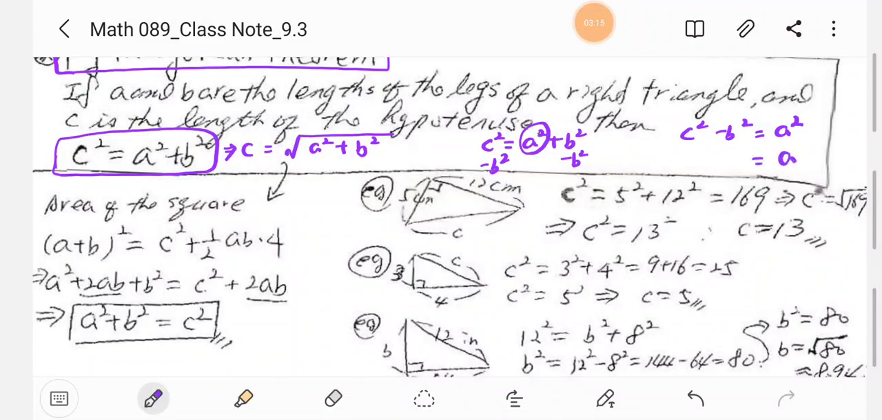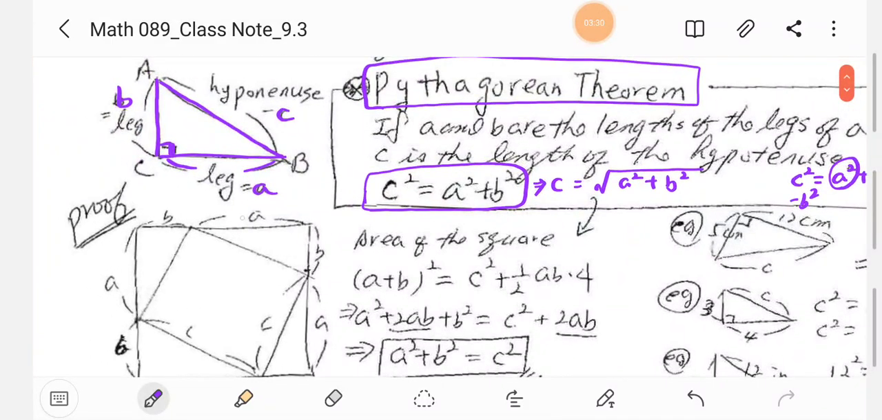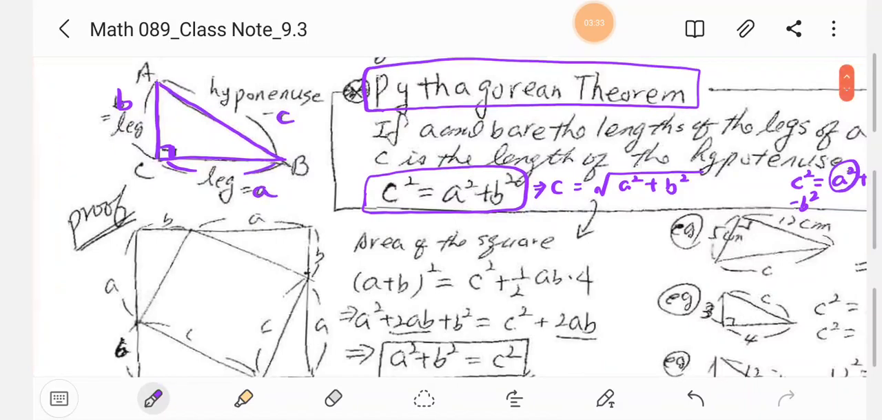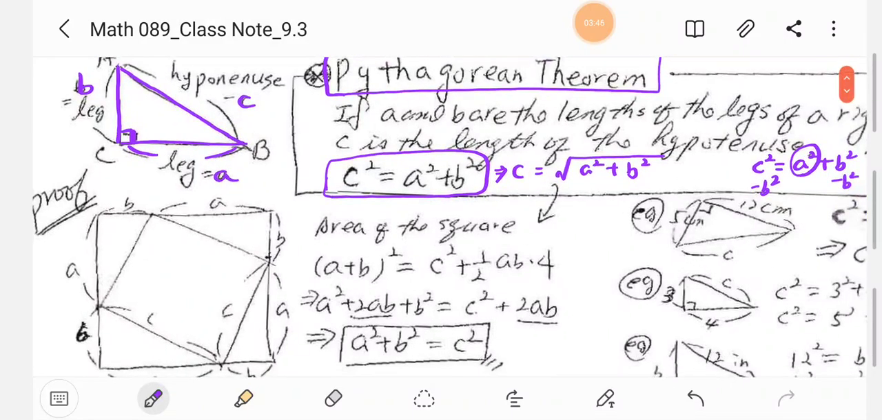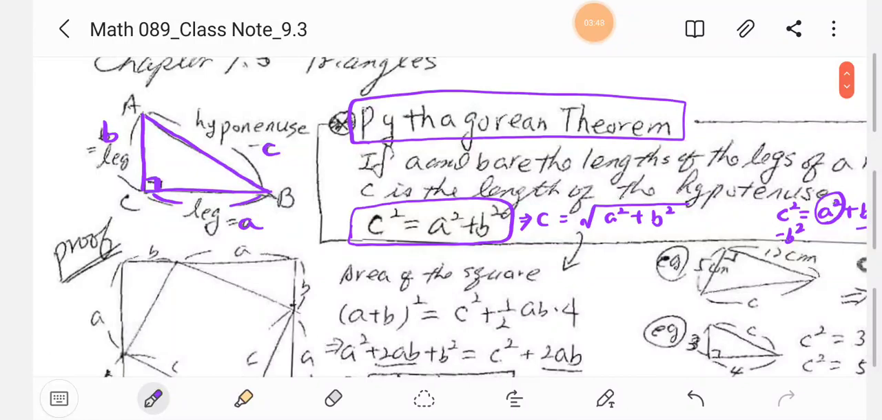Then a is equal to, we want to find a, not a squared. So what do we do on the other side? Take the square root. So c squared minus b squared. If you want to find a, the answer will be the square root of c squared minus b squared, the hypotenuse squared minus the square of the other leg. And if you want to find the hypotenuse c, then it will be the square root of a squared plus b squared.